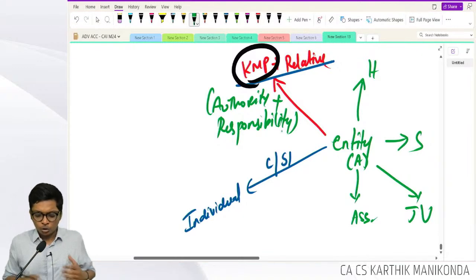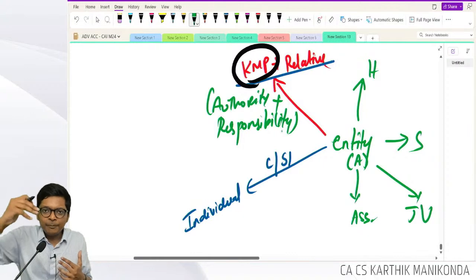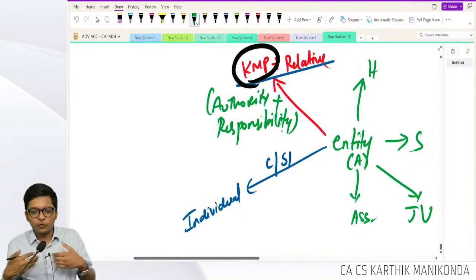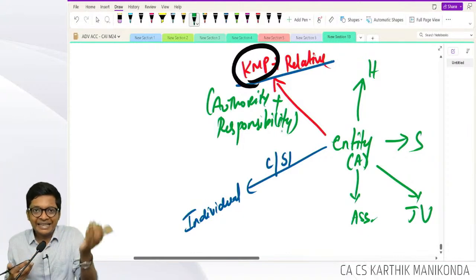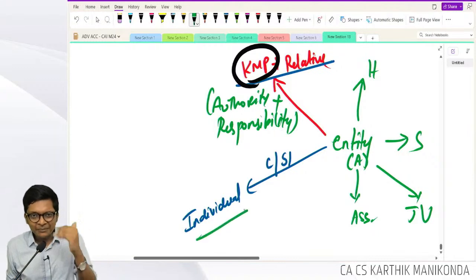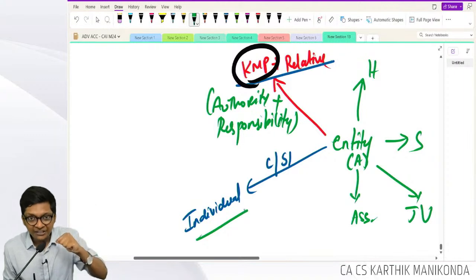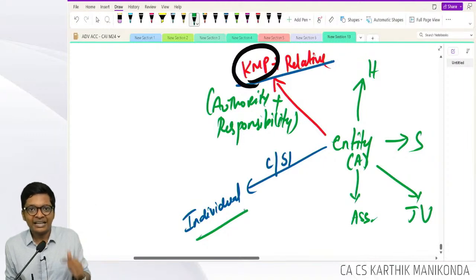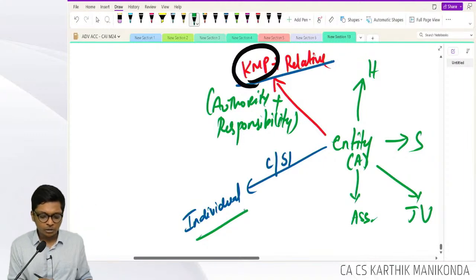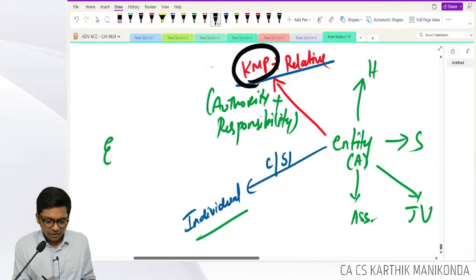Okay. So for an entity, my KMP and relative is related party to the entity. For an entity, any other individual, some random individual has control over me, has significant influence over me, then we are related parties. Sir, okay. Anything else? Yes.